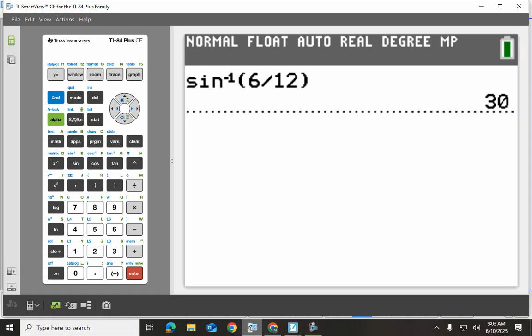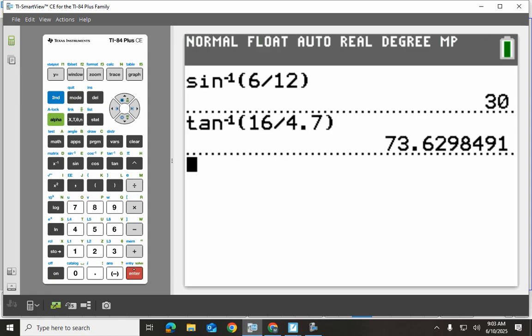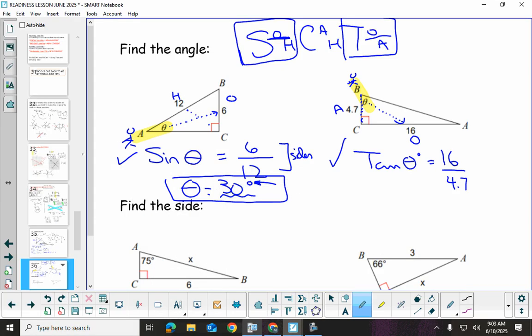So your calculator is second tan, 16 over 4.7. So typically with corners, we rounded them to whole numbers, whereas sides, we kept one decimal place. So what would that round to as a whole number? 74. And then don't forget your degree symbol. Okay, so 2 marks per question. 1 mark for setup, 1 mark for answer. Questions on finding an angle.